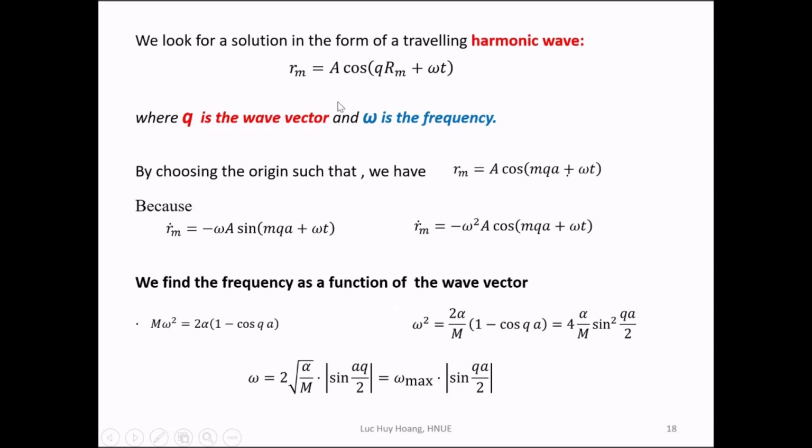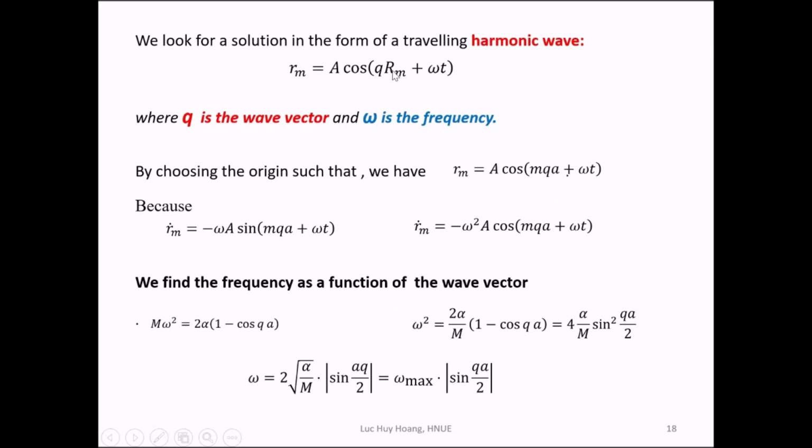So Rm, it is easy to find the equation for the time dependence of Rm: it is A cosine of Q Rm minus omega t. Okay. And in this case, Q is the wave vector and omega is the frequency. So now we can substitute the form of Rm into this equation. Then we see that here is Rm.